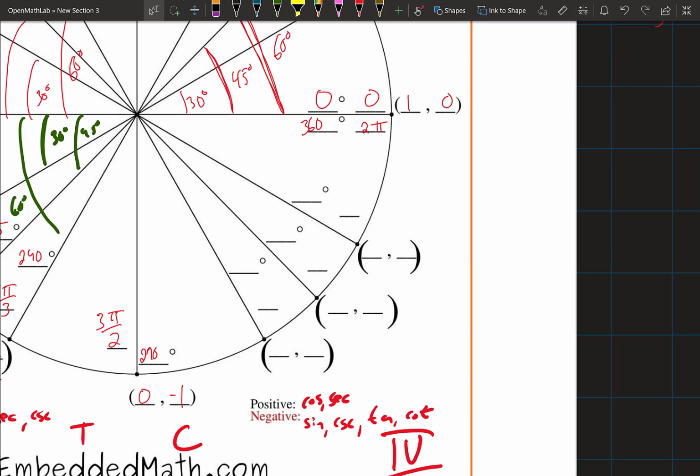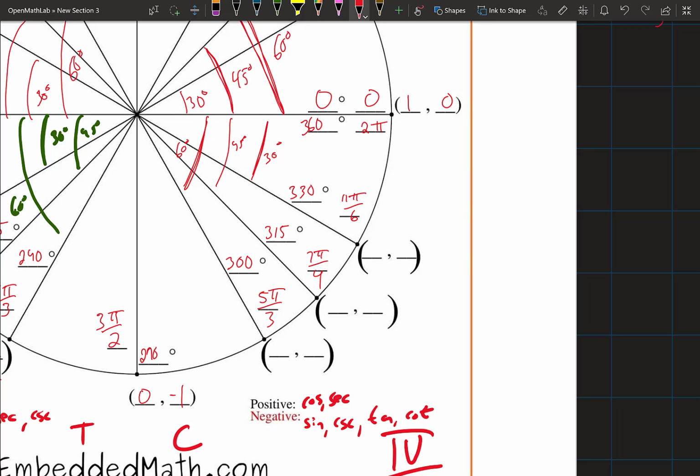So then, how do I find this first one? This reference angle would be 30 degrees. This would be 45 degrees. And this would be 60 degrees. So 360 minus 30 degrees is 330, so that's here. And then 360 degrees minus 45 is 315 degrees. And then 360 minus 60 degrees is 300 degrees. Then converting each of those into radians, we would have 11 pi over 6 here. Here would be 7 pi over 4, and then 5 pi over 3.